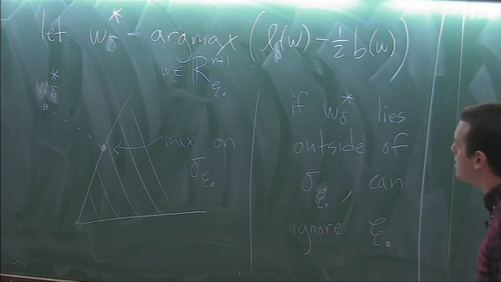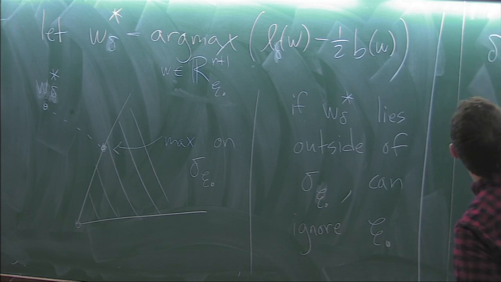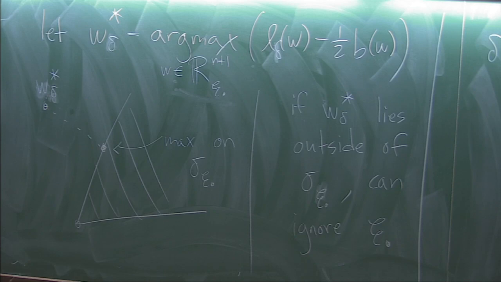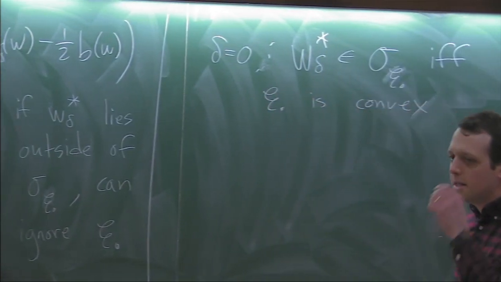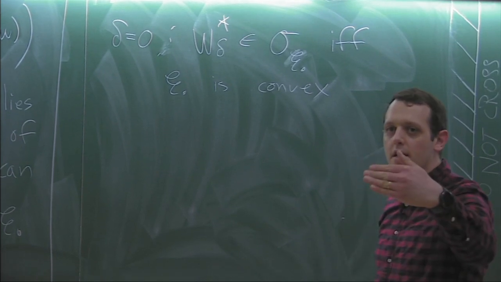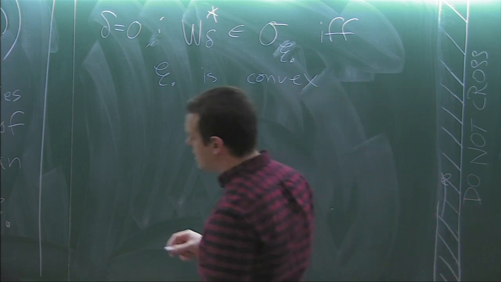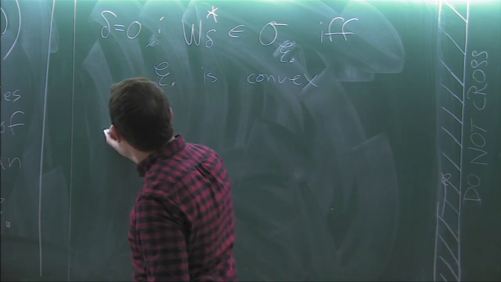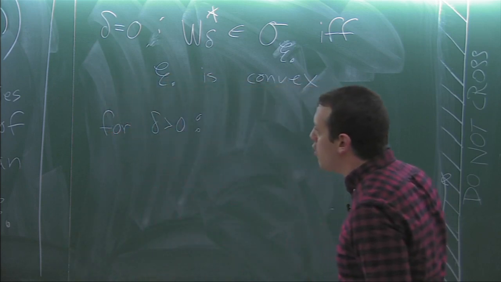But then, you might see where this is going. At delta equals zero, W delta star lies in the cone if and only if the cone is convex. So I want to say that basically this thing remains true as I start to move delta, that still many, many of these cones are such that this thing lies outside the cone. So the idea is that for delta bigger than zero, I can both bound.